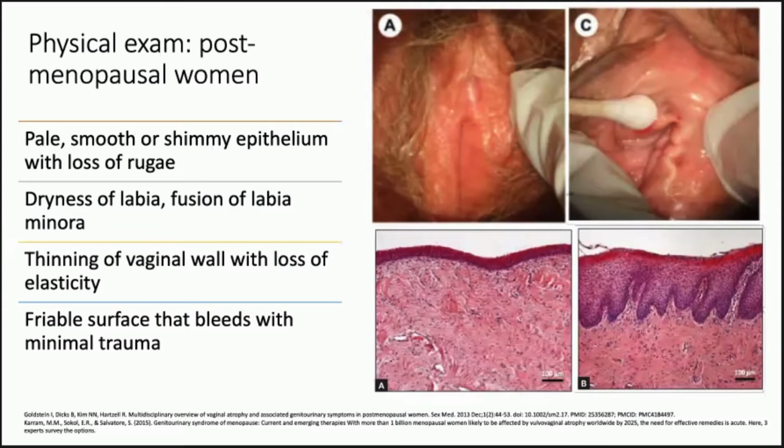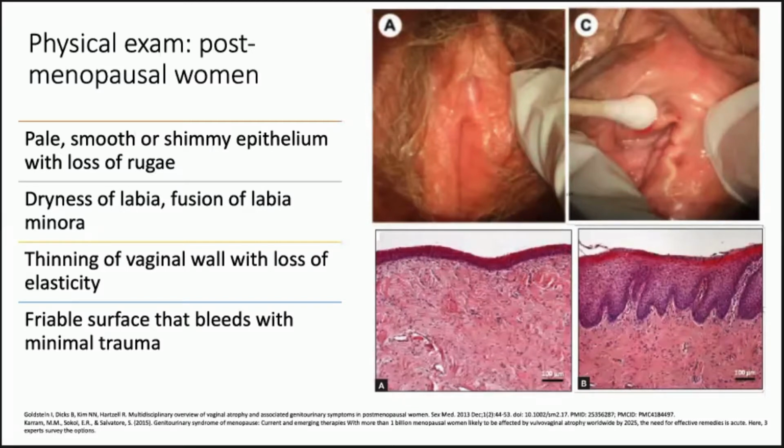So there are also certain elements that we need to pay particular attention to when examining postmenopausal women presenting with UTIs to identify if they have vulvovaginal atrophy. So in these photos at the top here, we can see that the skin is pale and smooth. And we'll also see thinning of the vaginal wall with loss of elasticity. And as you can see on the picture here labeled as C, the skin surface is quite friable and can bleed with really just minimal trauma.